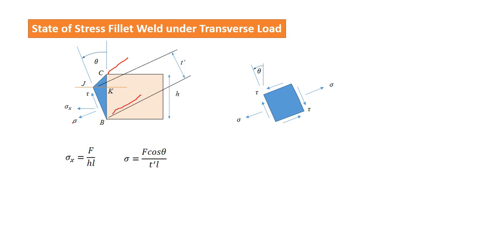Then sigma, the stress normal to this plane BJ, is F, here sigma x into H, this is given by F. So the component of this F along this is F cos theta, because this angle is theta, and this angle will also be theta, as this line is perpendicular to this line and this line is perpendicular to this line. So whatever the angle between these two lines, the same will be the angle between the two lines which are perpendicular to these two lines.